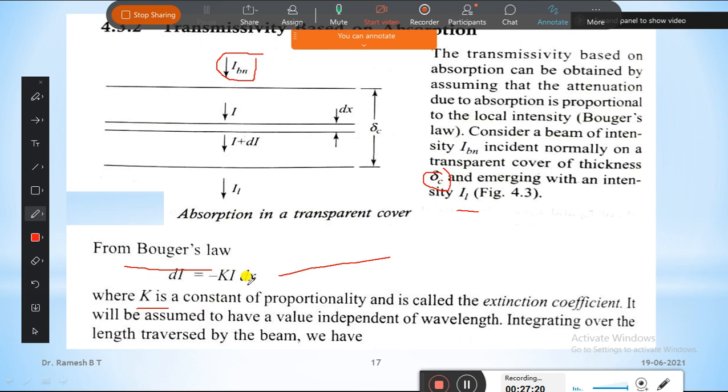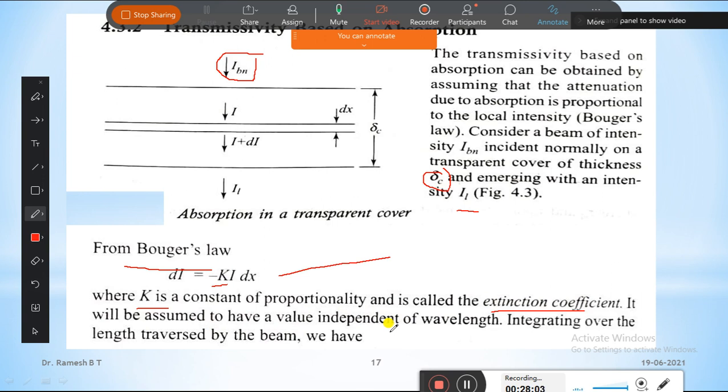We are considering a small amount, and if you integrate this equation, you will get the value for the entire system. Here k is the constant of proportionality, because dI is directly proportional to I dx, and to remove that proportionality we introduce the term k. So in minus k I dx, this k is the extinction coefficient. It is assumed to have a value independent of wavelength, though it actually depends on the wavelength.